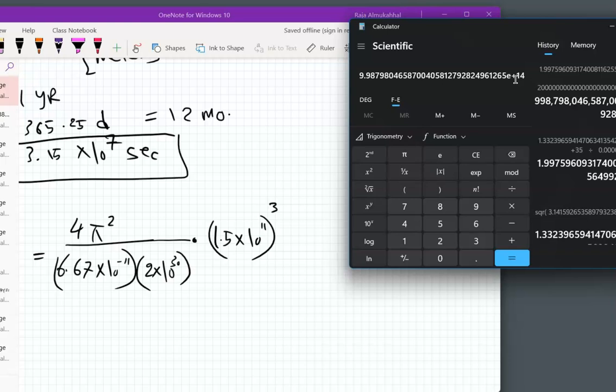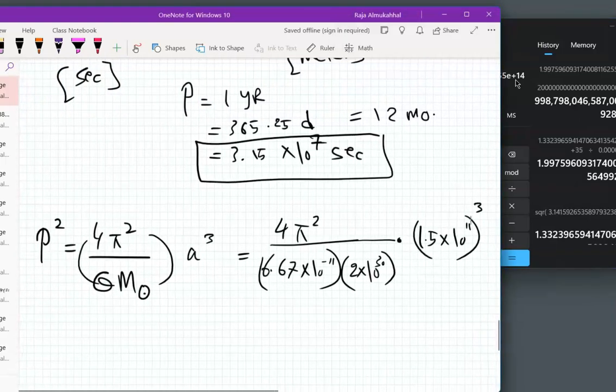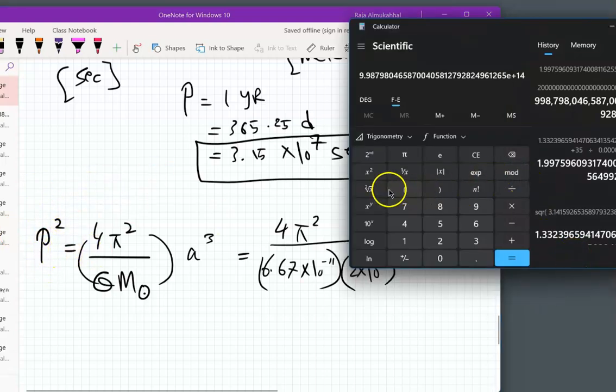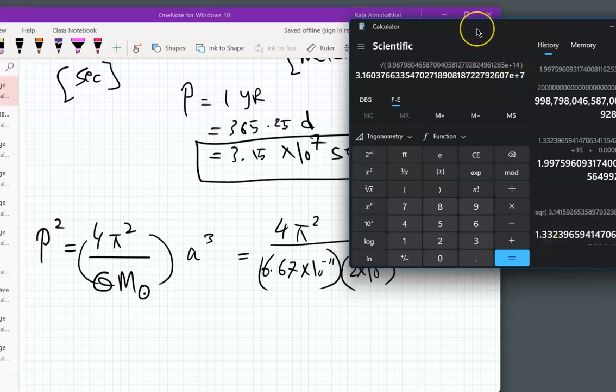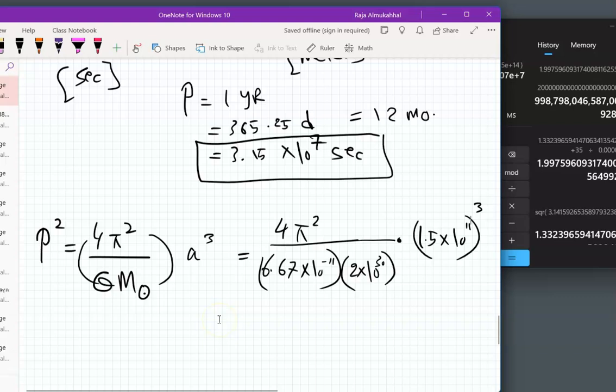Now remember, this is P squared. Look at this formula here, guys. It's P squared. See that? So I need to square root it. So let's square root that number, and there we go: 3.16 times 10 to the 7. Hopefully this is a familiar number for you. So let me write it down here. P in this case is 3.16 times 10 to the 7 seconds.